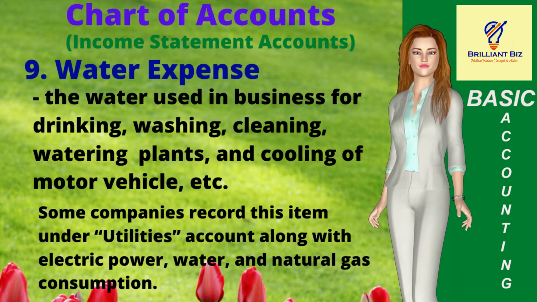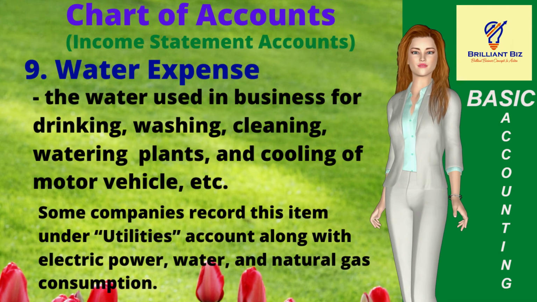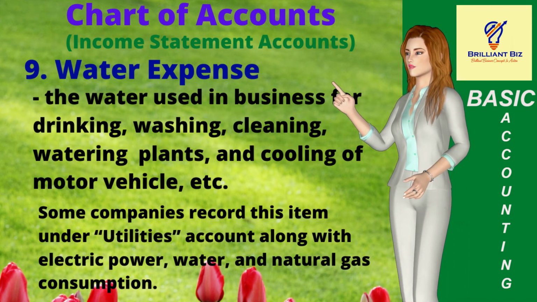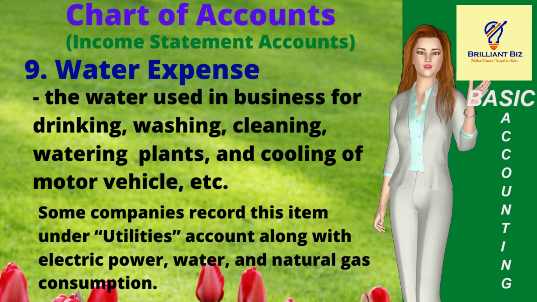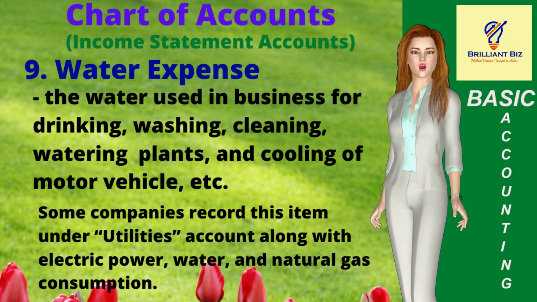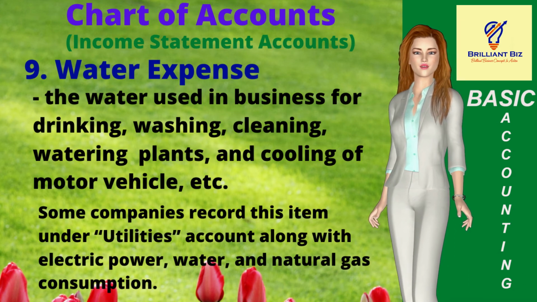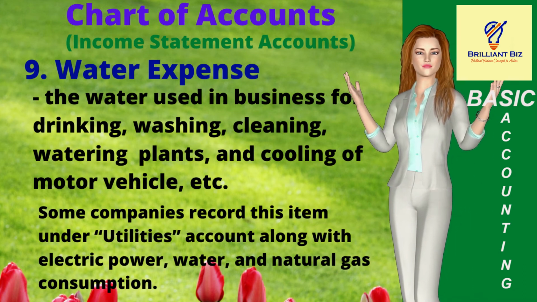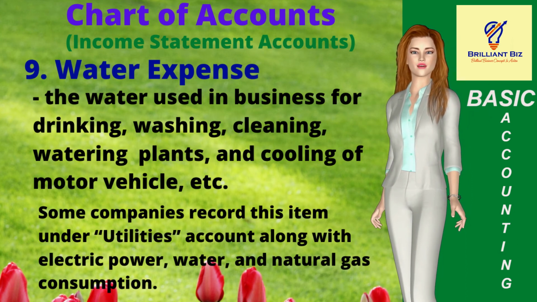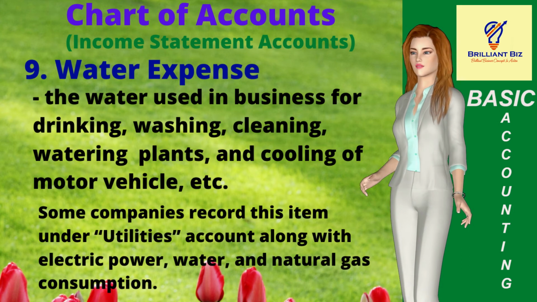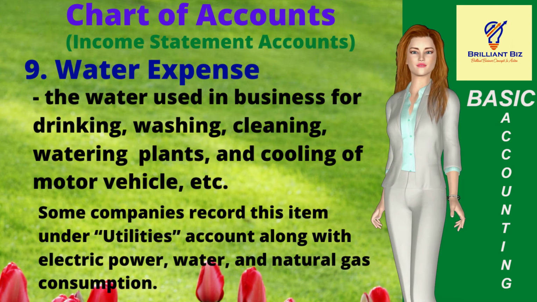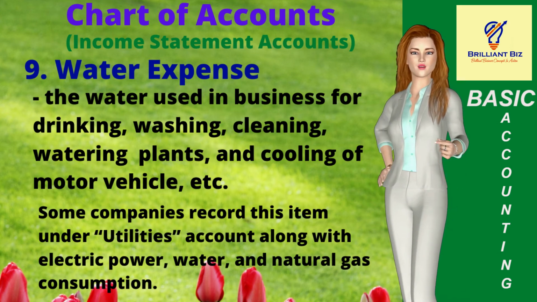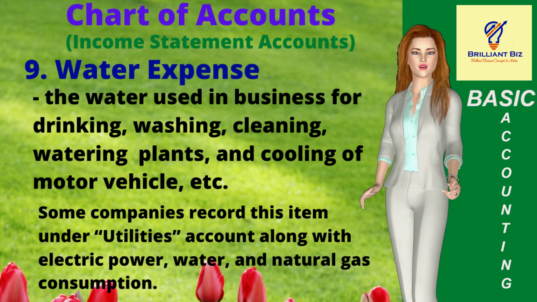9. Water expense. This refers to the water used for drinking, washing, cleaning, watering plants, and cooling of a motor vehicle, etc. The actual usage or consumption is measured through a meter located within the property. The meter is read regularly, usually monthly, and this is the basis of monthly bills sent to users who are bound to pay them on or before a given due date. Some companies record this item under the utilities account along with electric power, water, and natural gas consumption. The drinking water in bottled or plastic containers is sourced from the grocery store and private providers, hence, their bills or invoices are the supporting documents to record the journal entry.